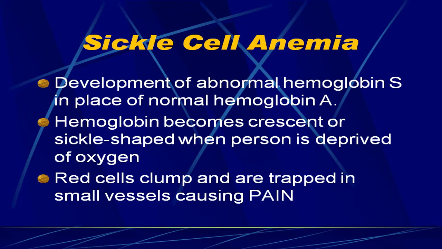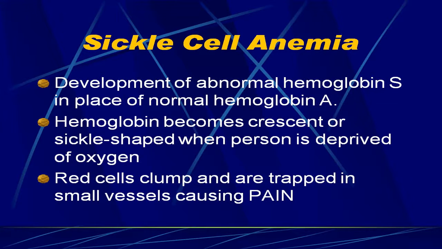With sickle cell anemia, there is a development of an abnormal hemoglobin S molecule in the place of the normal hemoglobin A molecule. Hemoglobin, as a result, becomes crescent-shaped or sickle-shaped when a person is deprived of oxygen. The red blood cells clump, and they are trapped in the small vessels, and they cause pain. And it makes sense because of the clumping of red blood cells.